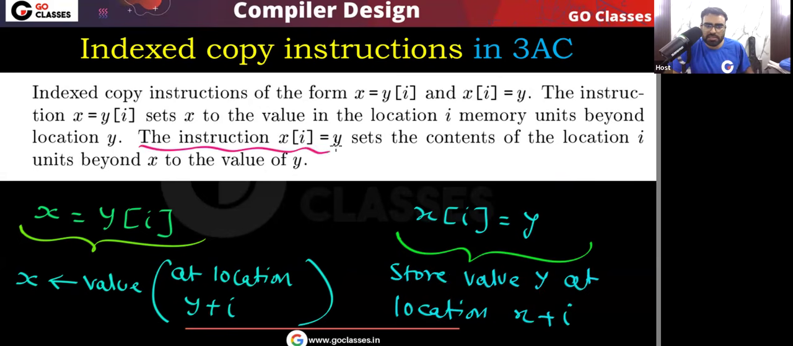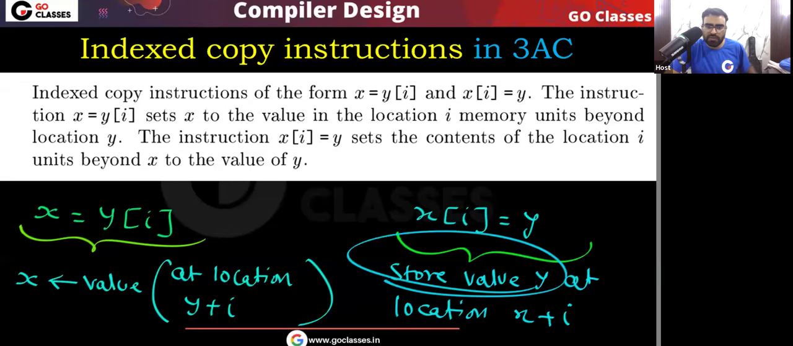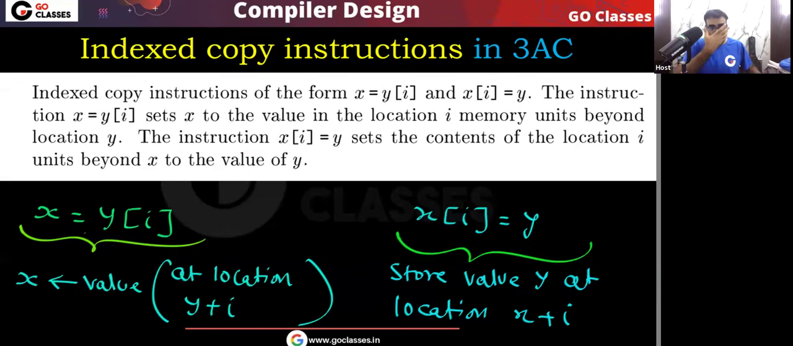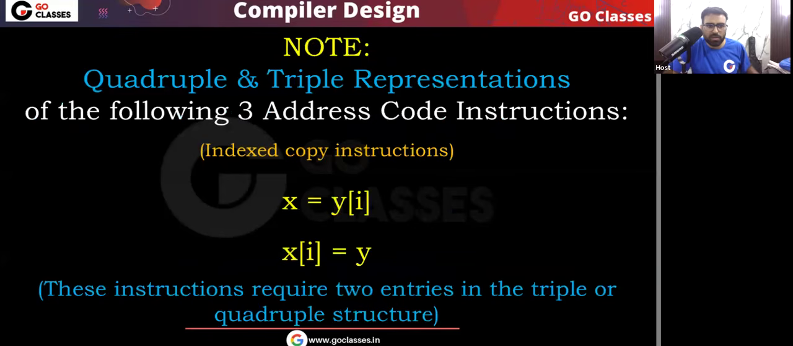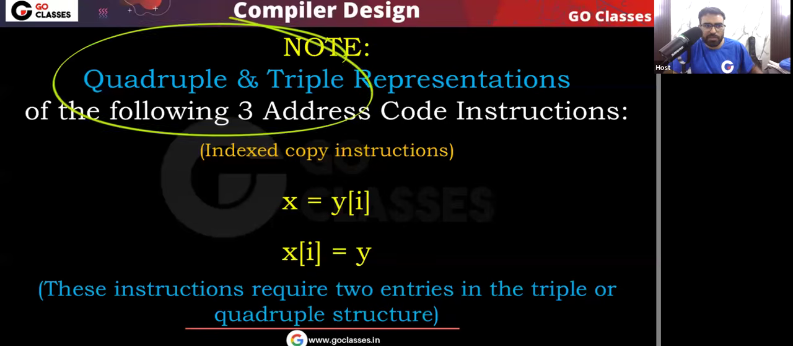So you can see the instruction x[i] = y will set the content at this location x plus i to the value of y. Okay, so very simple. So you can see we will store the value of y at this location x plus i. Okay, so these are called indexed copy instructions, which we have already seen in the three address code. Now the question is, what will be the quadruple representation? What will be the triple representation for these three address code instructions? Okay, for these indexed copy instructions, what will be the quadruple and triple representation?